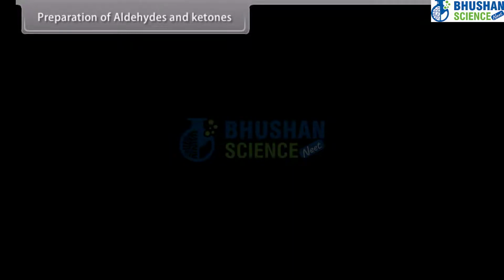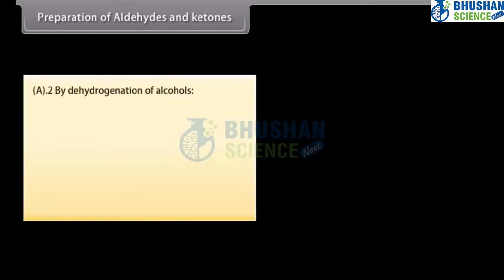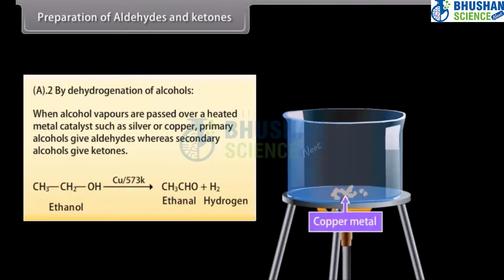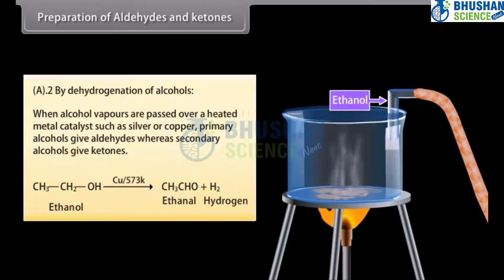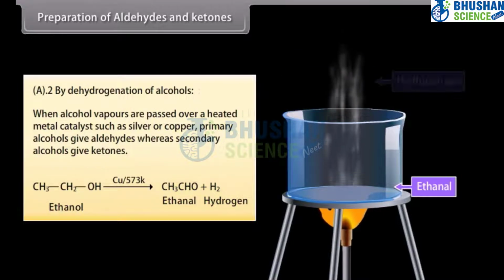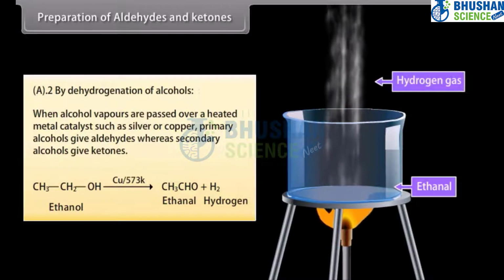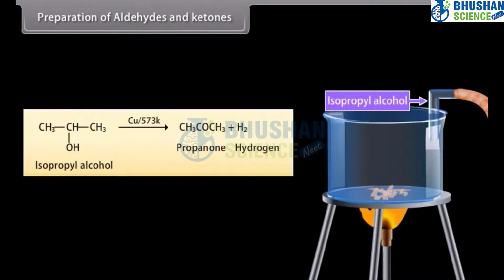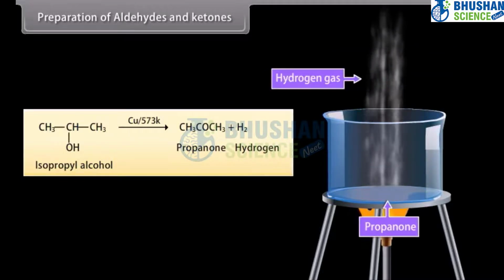Preparation of aldehydes and ketones. By dehydrogenation of alcohols. When alcohol vapors are passed over a heated metal catalyst such as silver or copper, primary alcohols give aldehydes whereas secondary alcohols give ketones. When vapors of ethanol are passed over copper, then ethanal is formed and hydrogen gas is released. When vapors of isopropyl alcohol are passed over copper, then propanone is formed and hydrogen gas is released.